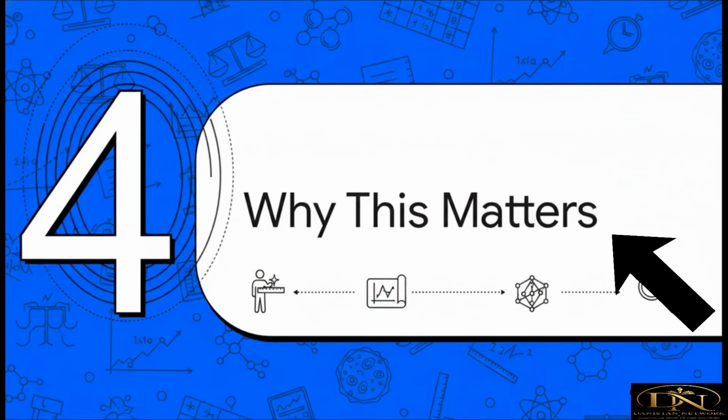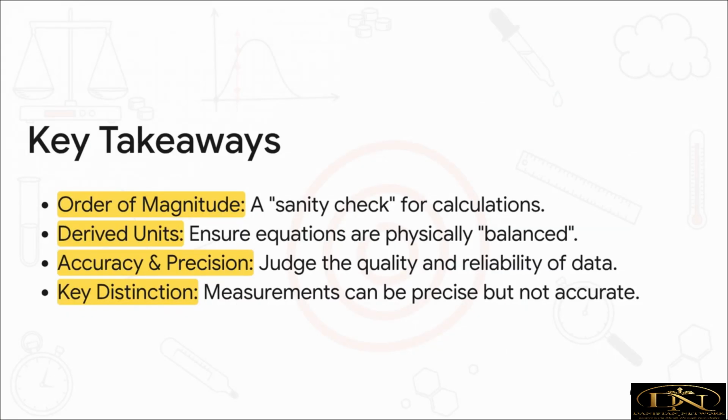So, okay, we have scale, structure, and quality. But why is it so important to get all of this right? Not just in a science lab, but in the real world. Let's just tie this all together. Thinking in orders of magnitude, that's your sanity check to keep you from making huge mistakes. Understanding derived units makes sure your equations actually make sense in the physical world. And, most importantly, knowing the difference between accuracy and precision lets you judge the quality of any data you come across, whether it's in a scientific study or a news headline.